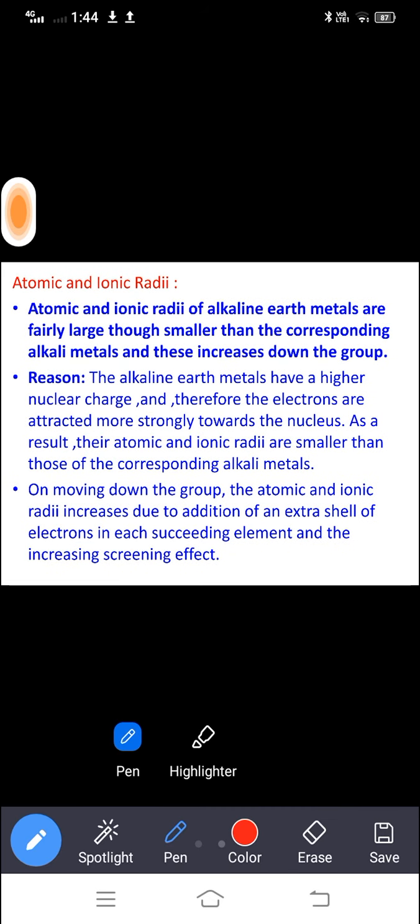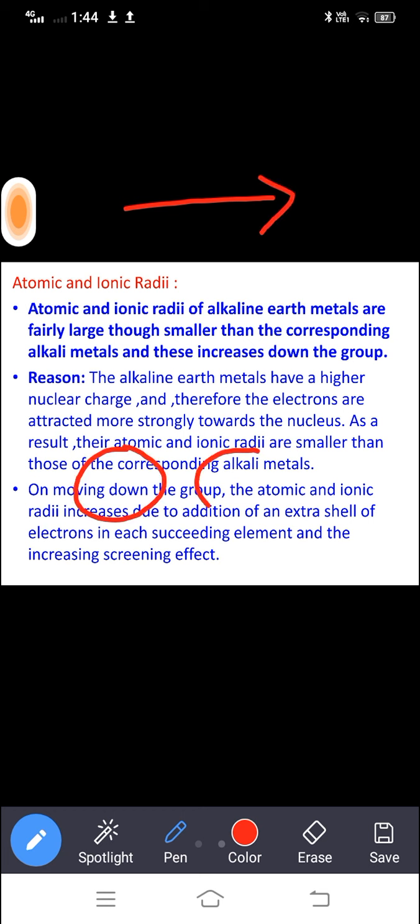Atomic and ionic radii. What will happen to the group 2 elements when we move from left to right? The same shell is there, but protons keep on adding. Here 1 proton, here 2 protons, and here 3 protons. Once the protons increase, the size becomes smaller. So when you move from left to right, the atomic and ionic radii decrease.